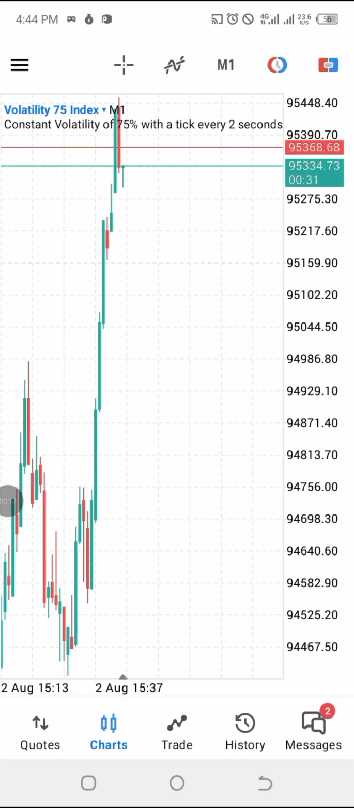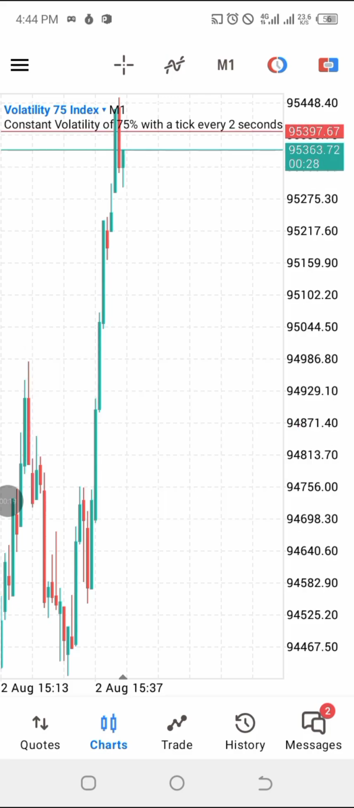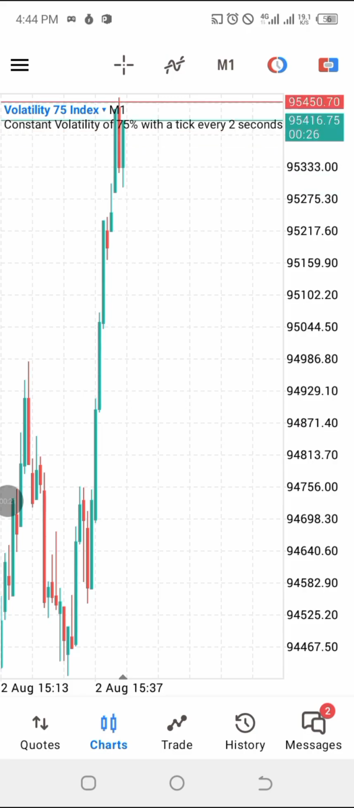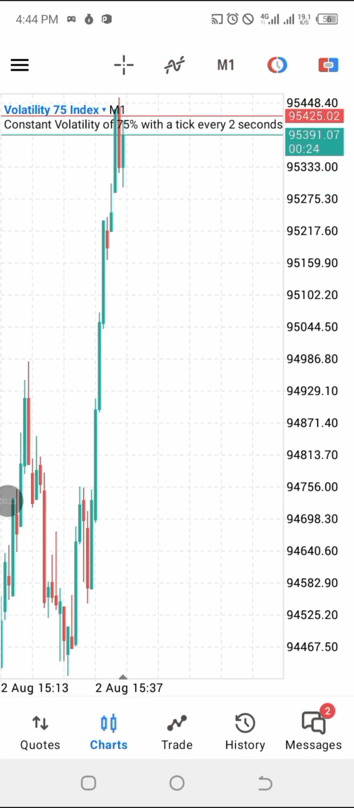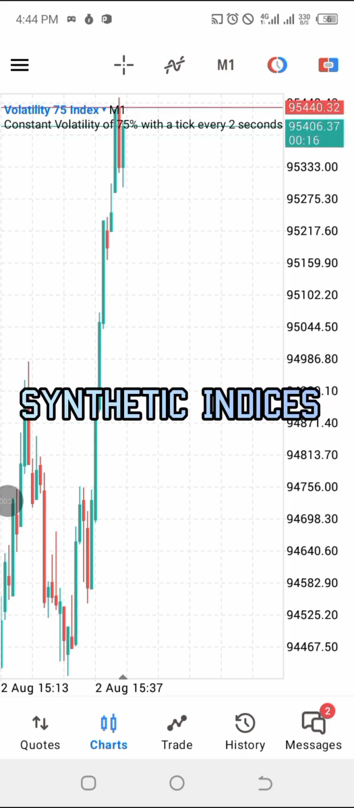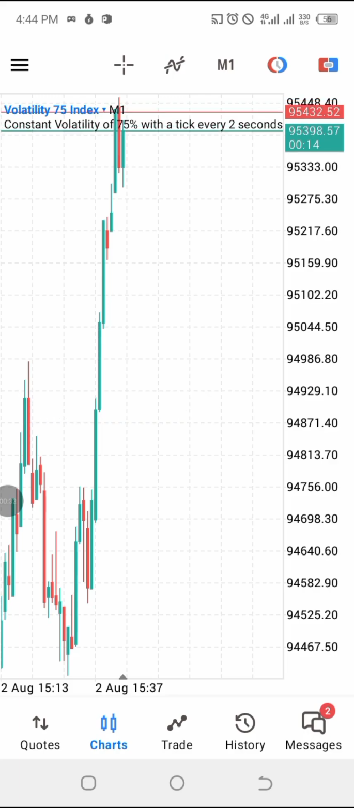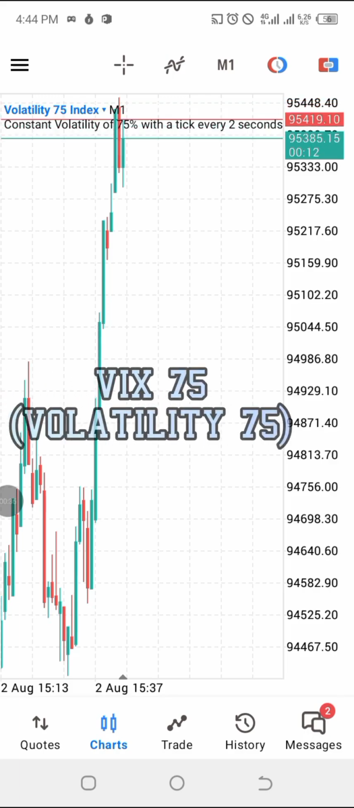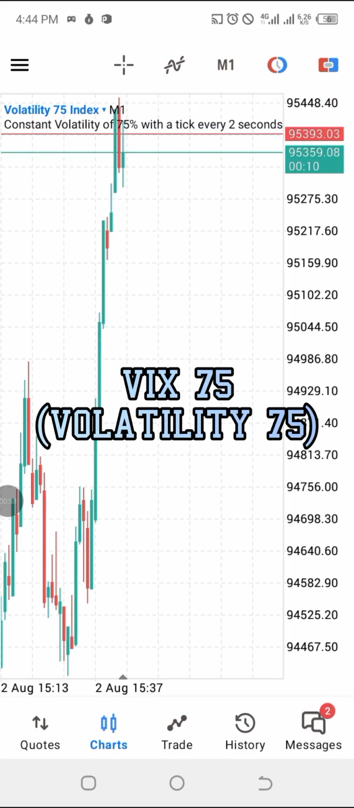All right. So I want to guide you on how to calculate stop loss and take profits using Fibonacci tool. Most persons find it difficult to calculate stop loss, take profits on synthetic indices. And for me, I trade only VIX 75 on synthetic indices in DERIV.